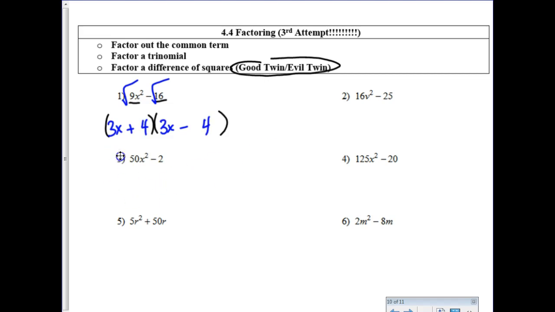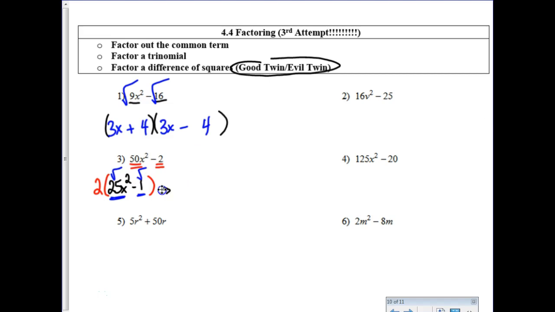I love those. Now when I look at number 3, I'm back on the flowchart, and it first says to look for a common factor. There is a common factor this time of a 2. So you're going to need to take the 2 out of the problem. And now you have a 25x squared minus 1. But we're not done, because what we just have here is the difference of squares, the good twin, evil twin pattern again.